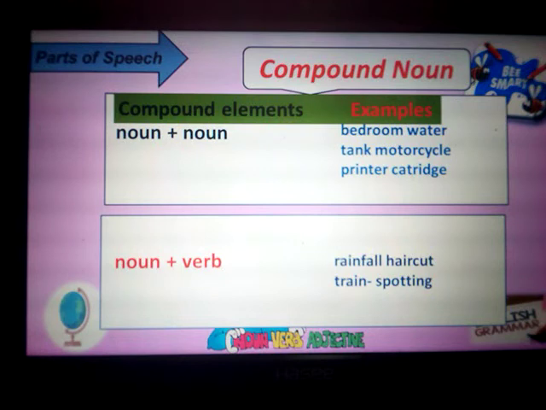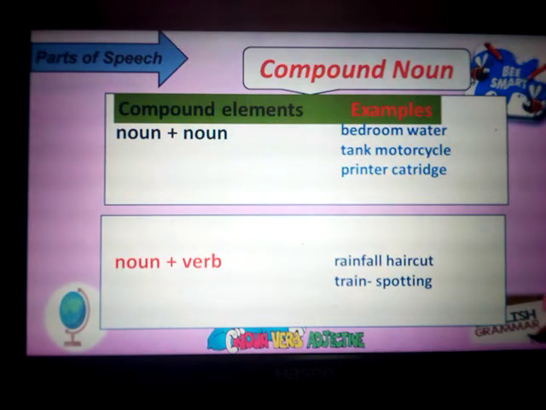Now, let's look at the compound elements again with examples. Noun plus noun: bedroom, water. Bedroom, water. That's another example of a compound noun. The two of them are nouns. Bedroom is a noun, water is a noun. Tank, motorcycle. Tank is a noun, motorcycle is a noun. Printer, cartridge. Printer is a noun, cartridge is a noun. So you can have it in that form.